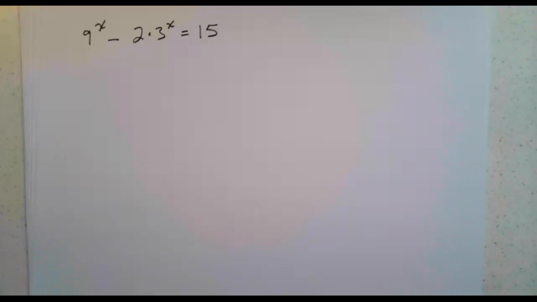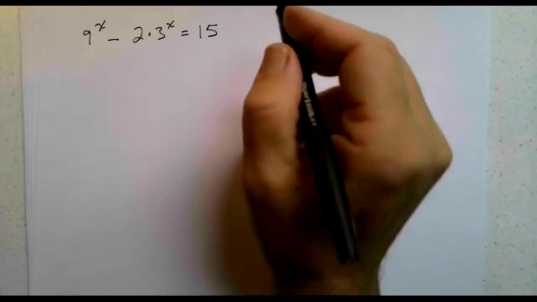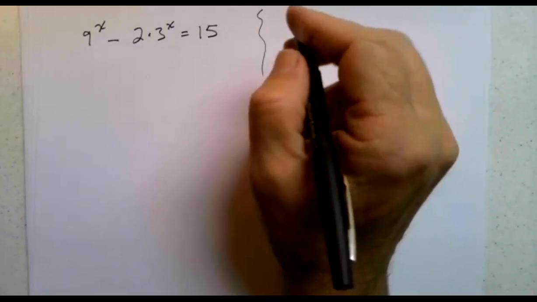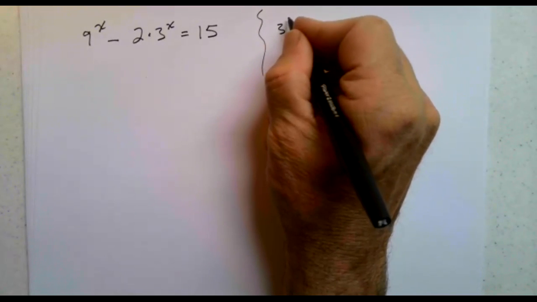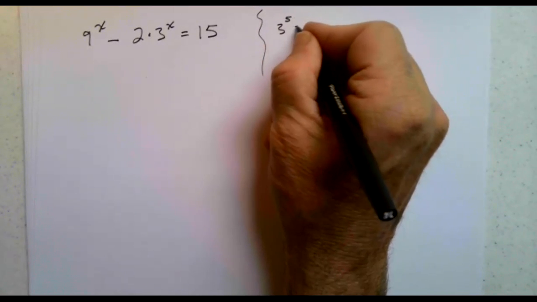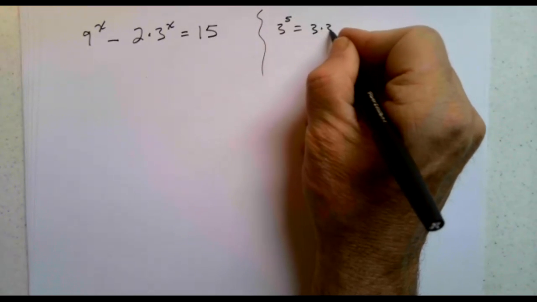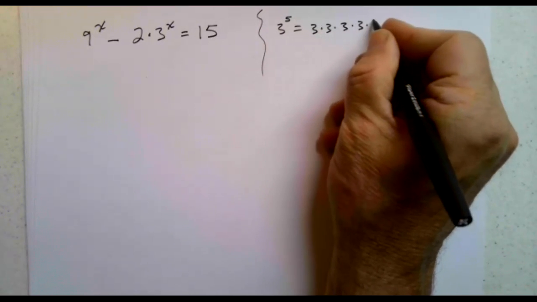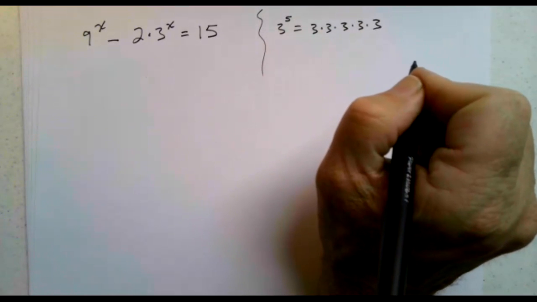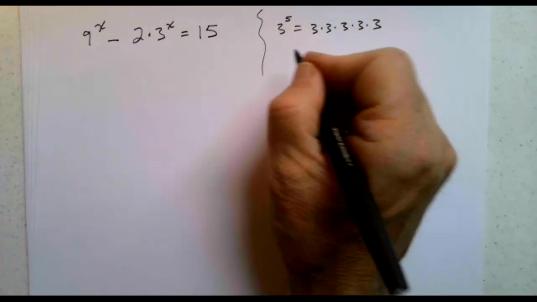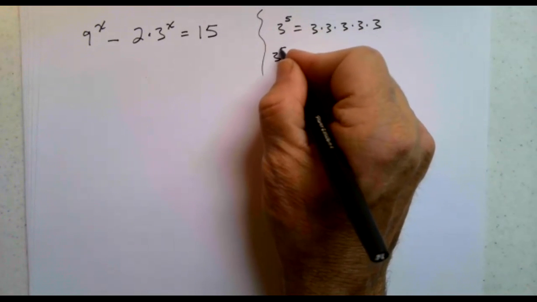Okay, I have the equation 9 to the x minus 2 times 3 to the x equals 15. And we want to figure out what that means. Let's take a look at something like 3 to the 5th. That's 3 times 3 times 3 times 3 times 3. How about 3 to the 5th squared?